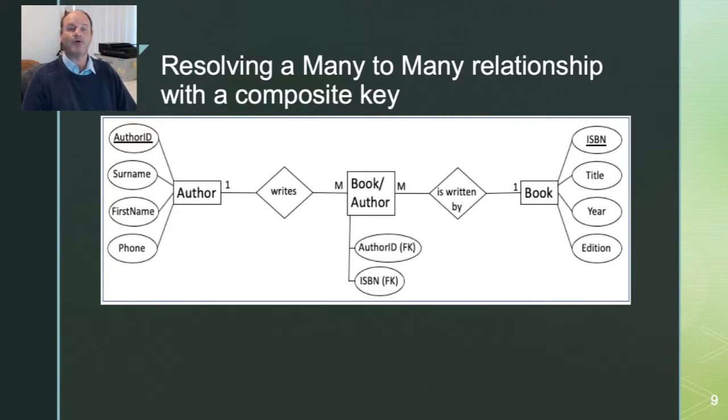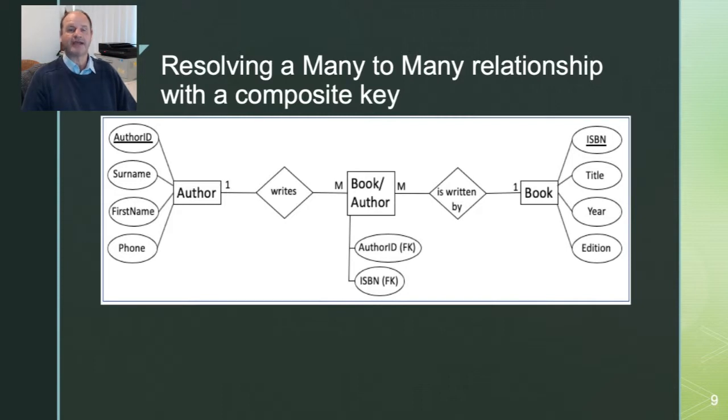Firstly, the name of the linking entity. In a previous example, we made up a name for the linking entity, which was, as you may recall, called class list. In this example, we have created a name by combining other entities' names of author and book to create book/author. So it reads that one author writes many books and one book is written by many authors.